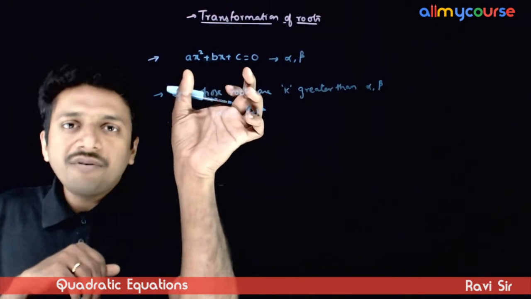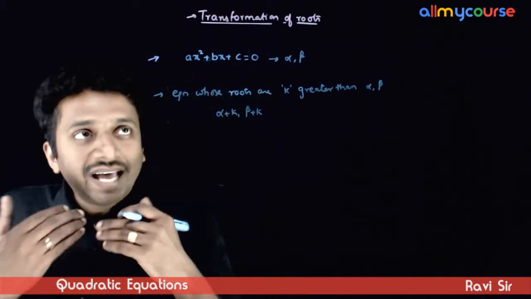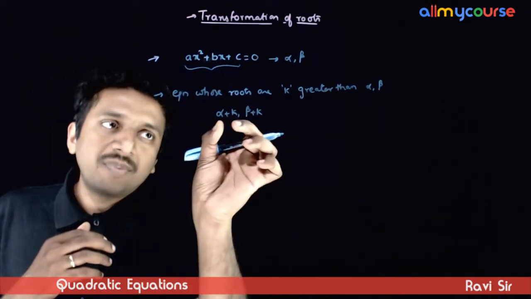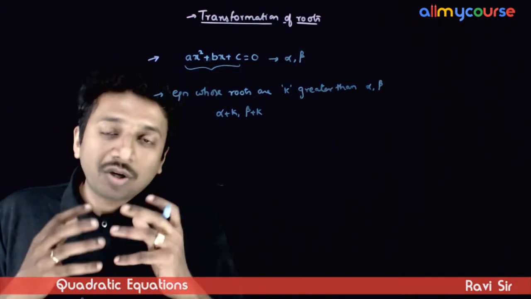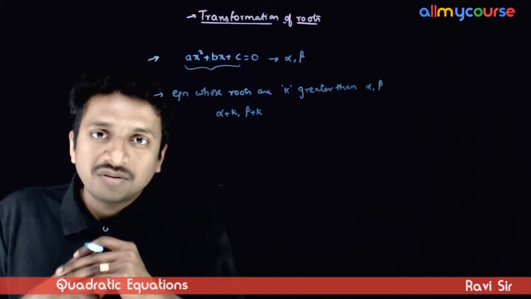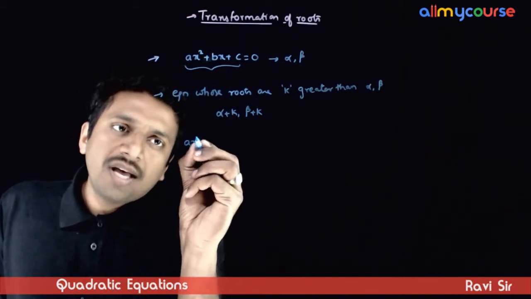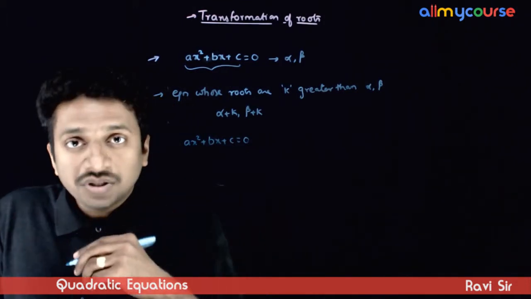So without actually finding the roots of this and increasing the roots of this, directly can you create an equation whose roots are alpha plus k and beta plus k from this equation? This topic is called transformation of roots. So what we do is, ax square plus bx plus c is equal to 0 is the original equation.